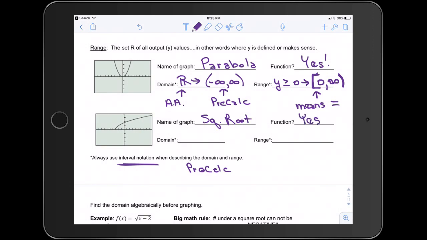Well, for the domain, it looks like it's starting here at -3. That looks like -3 to me. So we're starting at -3 where it's defined, and we're going positive from there.